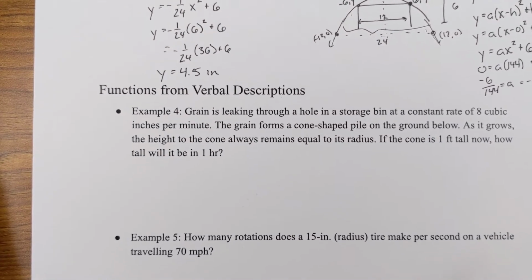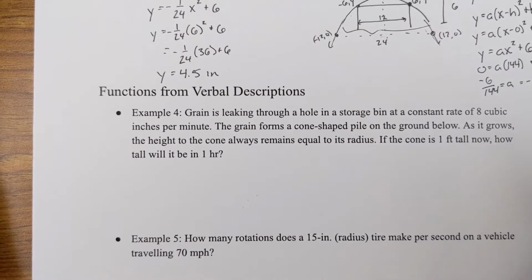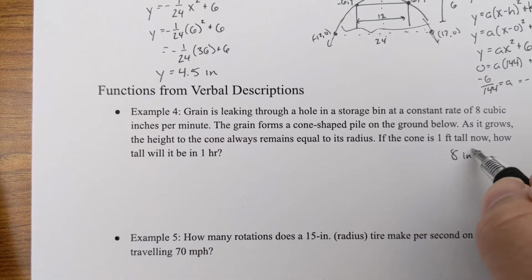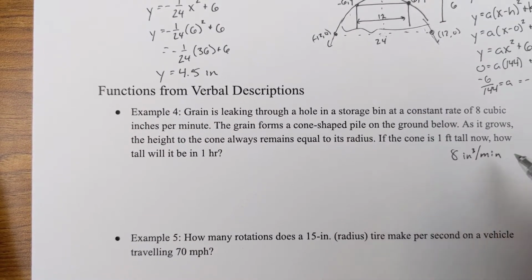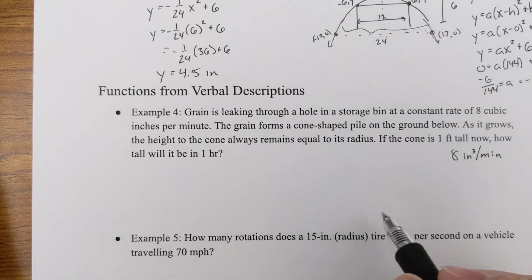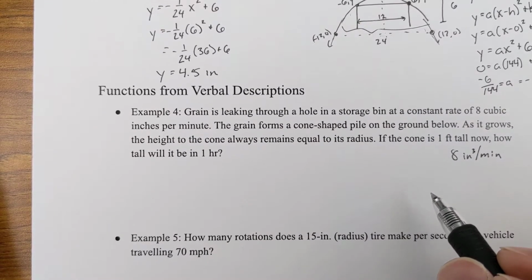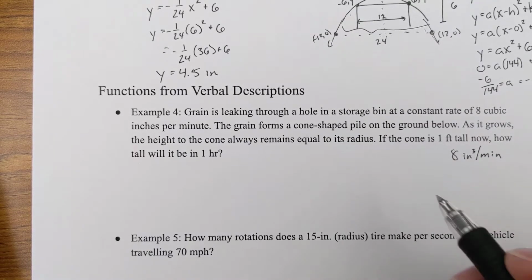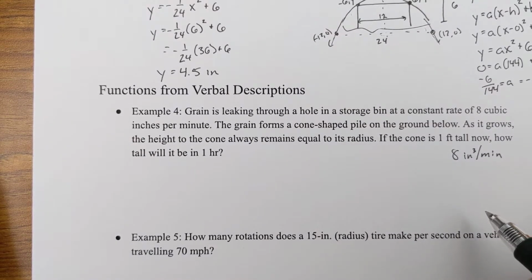Okay, number 4. Grain is leaking through a hole in the storage bin at a rate of 8 cubic inches per minute. So we'll write that down, 8 cubic inches per minute. The grain forms a cone shape on the pile below. As it grows, the height of the cone remains equal to its radius. If the cone is 1 foot tall now, how tall will it be in 1 hour?